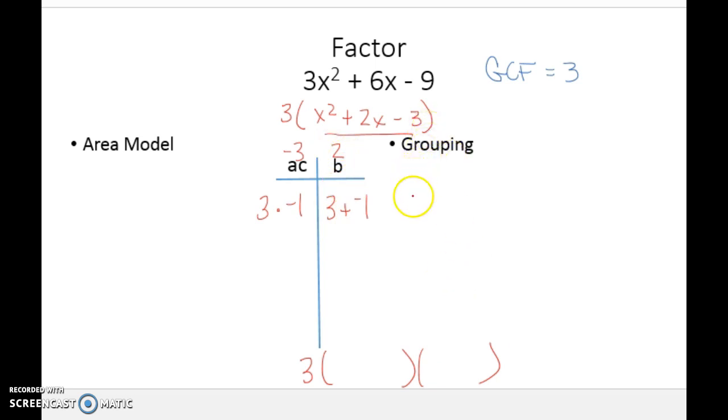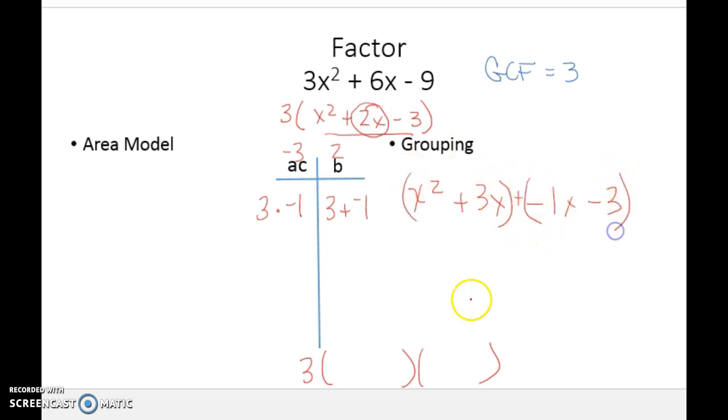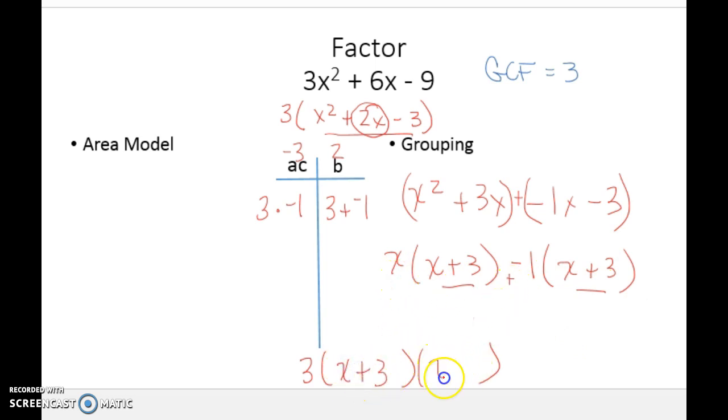All right, so I'm going to group. I have x squared plus 3x minus 1x minus 3. So I've just replaced the 2x with 3x minus 1x. I'm going to group. Be careful with this subtraction. We can look at it like this. All right, factor out the x. I'm left with x plus 3. I want this to end up to be x plus 3, so I'm going to factor out a negative 1. Plus or minus negative 1 times x plus 3. So x plus 3 is one factor, and x minus 1 is my other factor.